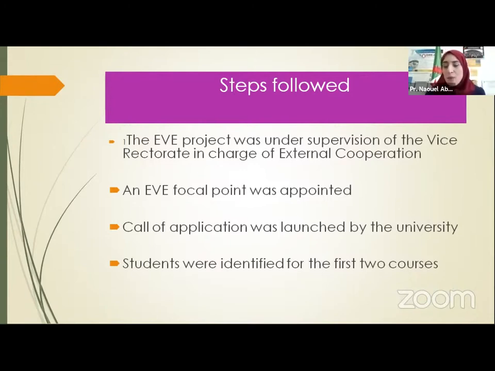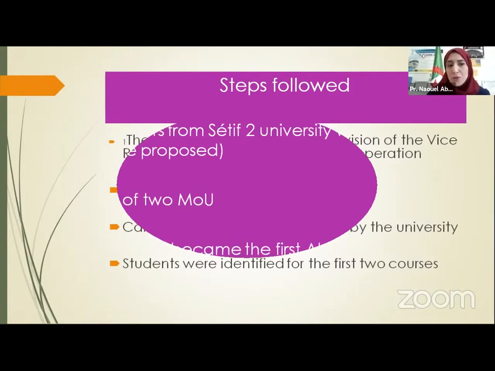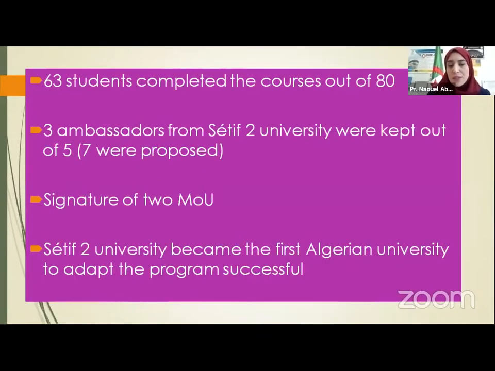All the students practiced internationalization, but in their own university, meeting different people from different countries all over the world and speaking about different topics. As a result, 63 students completed the course out of 80. 3 ambassadors from Sétif University were kept out of 5.